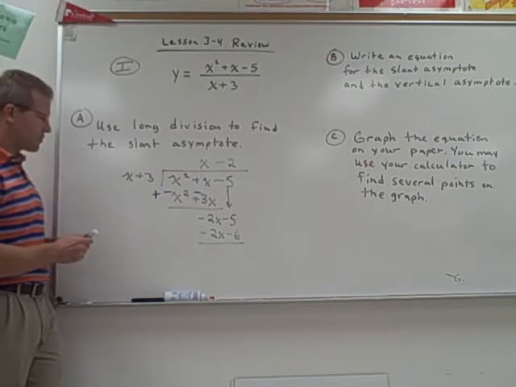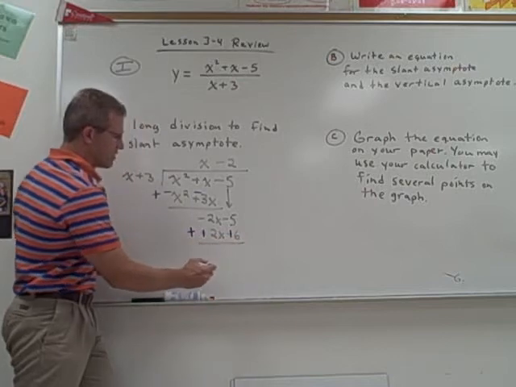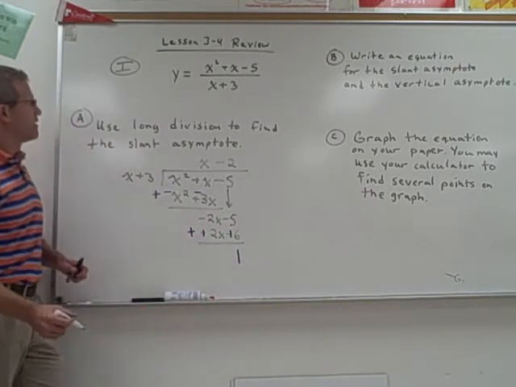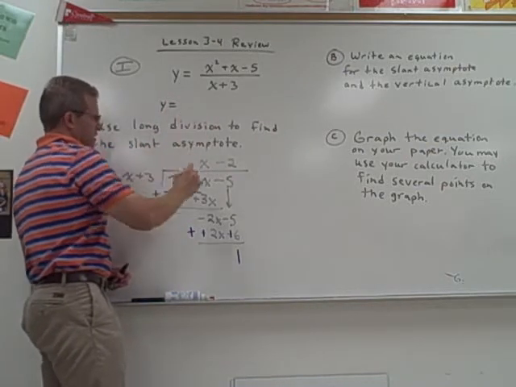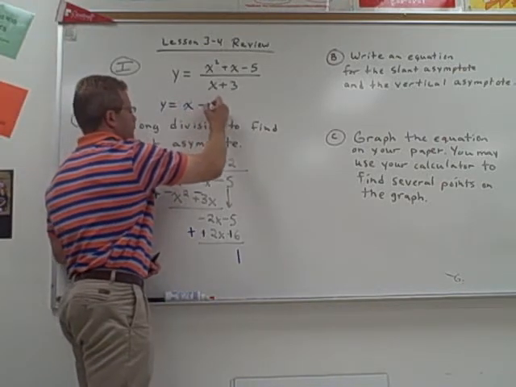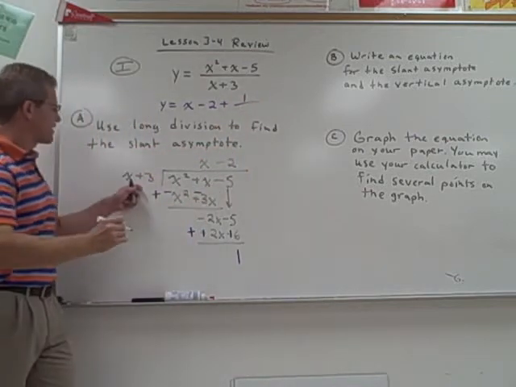Now we're going to subtract, but instead of subtracting, you can add the opposite. So you get a remainder of negative 5 plus 6 would be 1. So if you're going to rewrite this equation, this is what it would look like. You get an answer of x minus 2 plus a remainder of 1 over x plus 3.